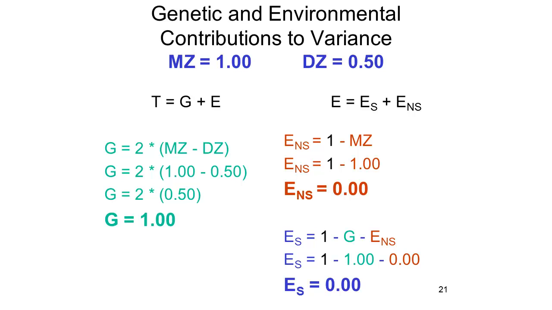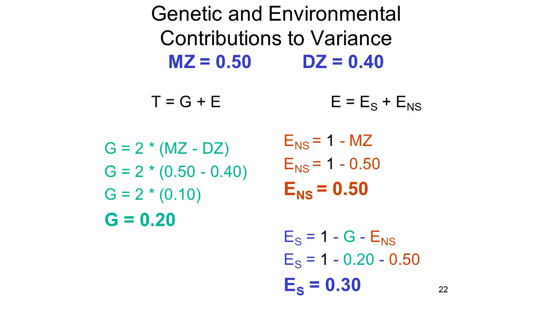The non-shared environment is estimated by 1 minus the MZ correlation. That's 1 minus 1, or 0. So there's no contribution from the non-shared environment. And we can estimate the contribution of the shared environment by subtracting from 1 the genetic variance and the non-shared environmental variance. 1 minus 1 minus 0 leaves 0. No contribution from the shared environment either. This is exactly what we'd expect if a trait were wholly inherited.